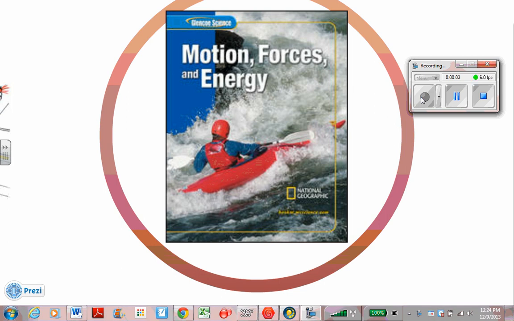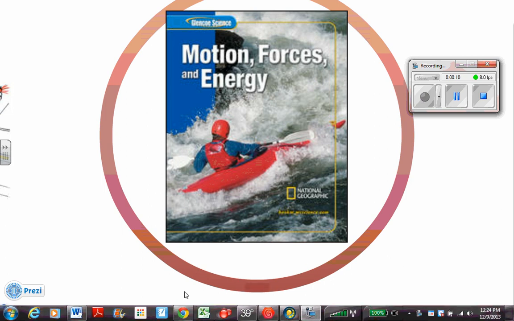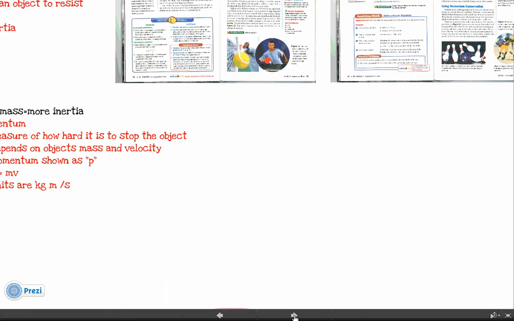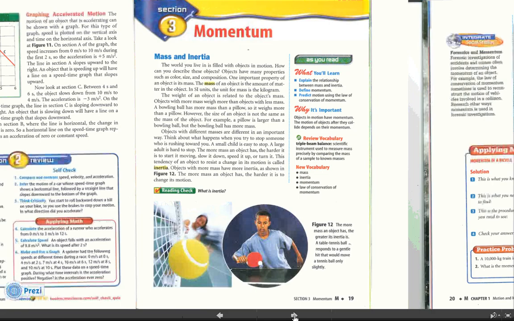Okay, we're going to finish chapter 1, Motion, Forces, and Energy. We will be in section 3, which is page 19. So we're going to look at mass and inertia. Now, inertia, both these words are very specific science words that need some good understanding.